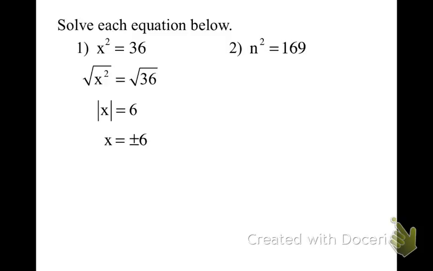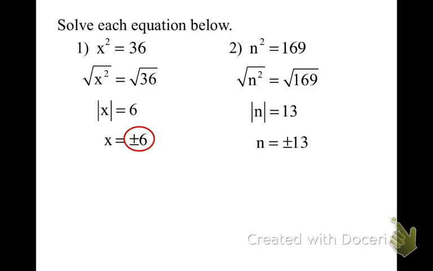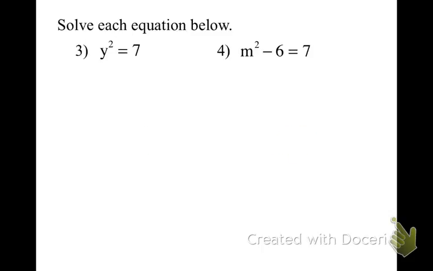Why don't you guys try that on your own? Pause the recording. Okay, what am I doing to number 2? What are we doing? Alex? Root both sides. Okay. Then? Then it's going to be the absolute value of n equals 13, and then n equals plus or minus 13. Perfect. Okay. Now, doing the same thing.